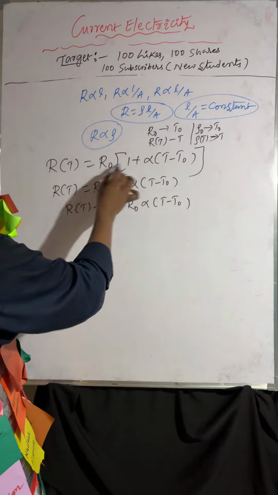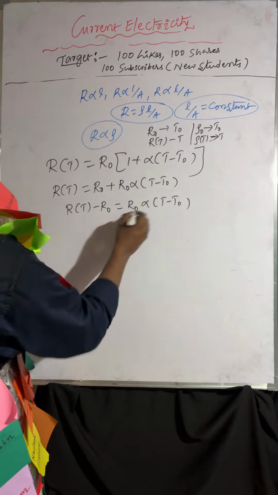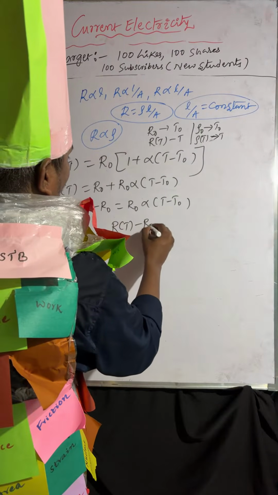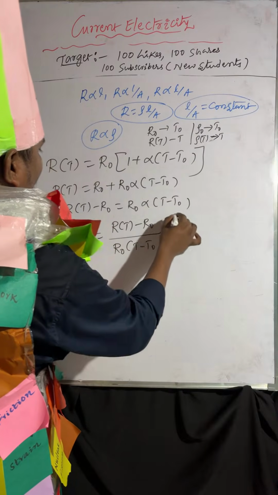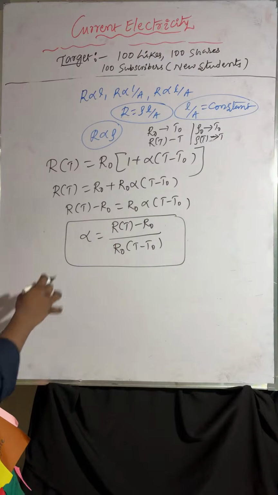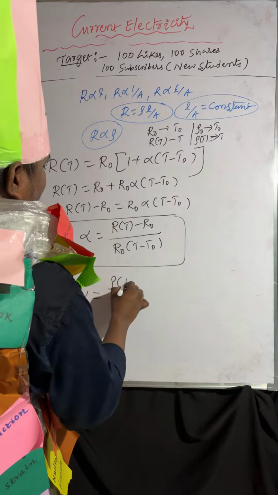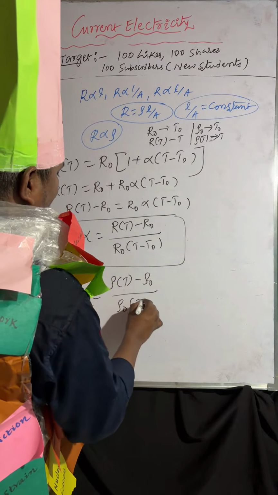So you multiply and take these terms to the other side. Then alpha equals (R_T minus R naught) by R naught into (T minus T naught). Understood or not? So this is the temperature coefficient of resistance. Now the temperature coefficient of resistivity is (rho_T minus rho naught) by rho naught into (T minus T naught).